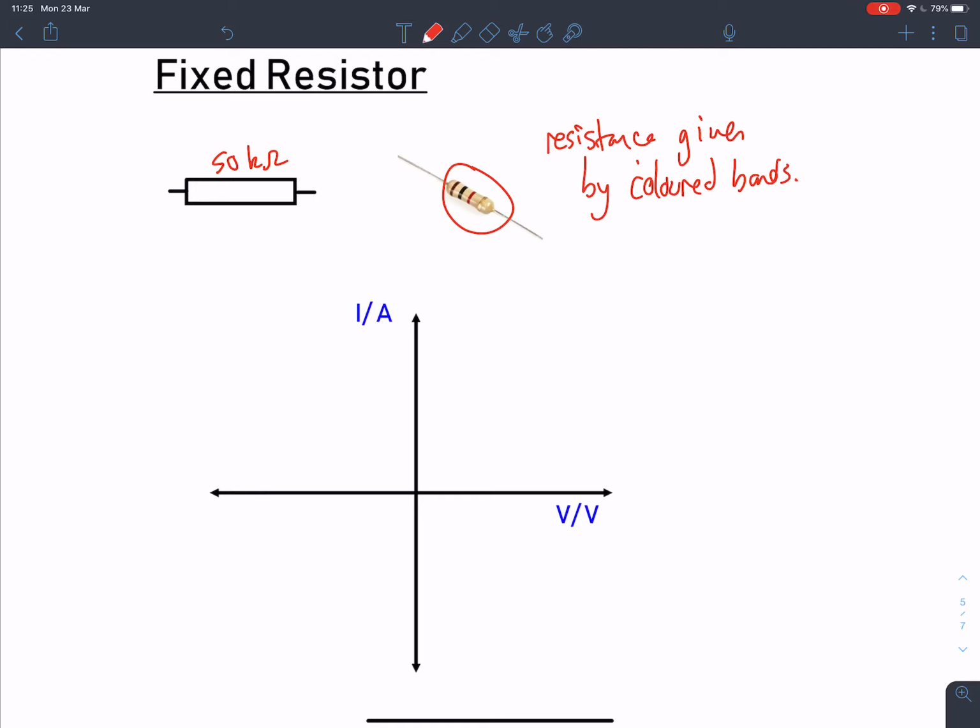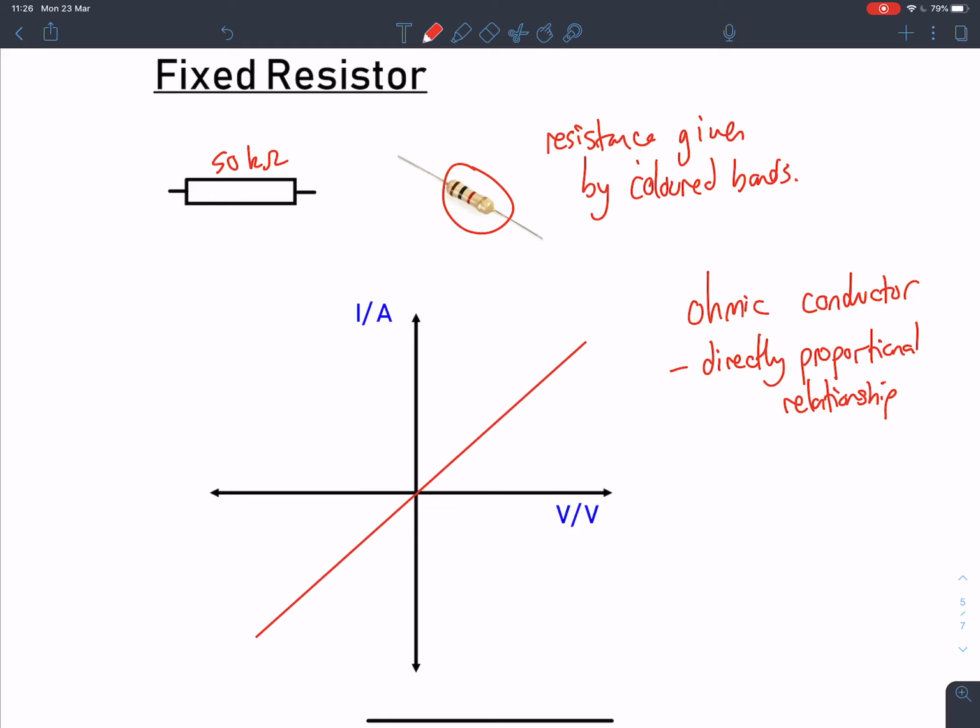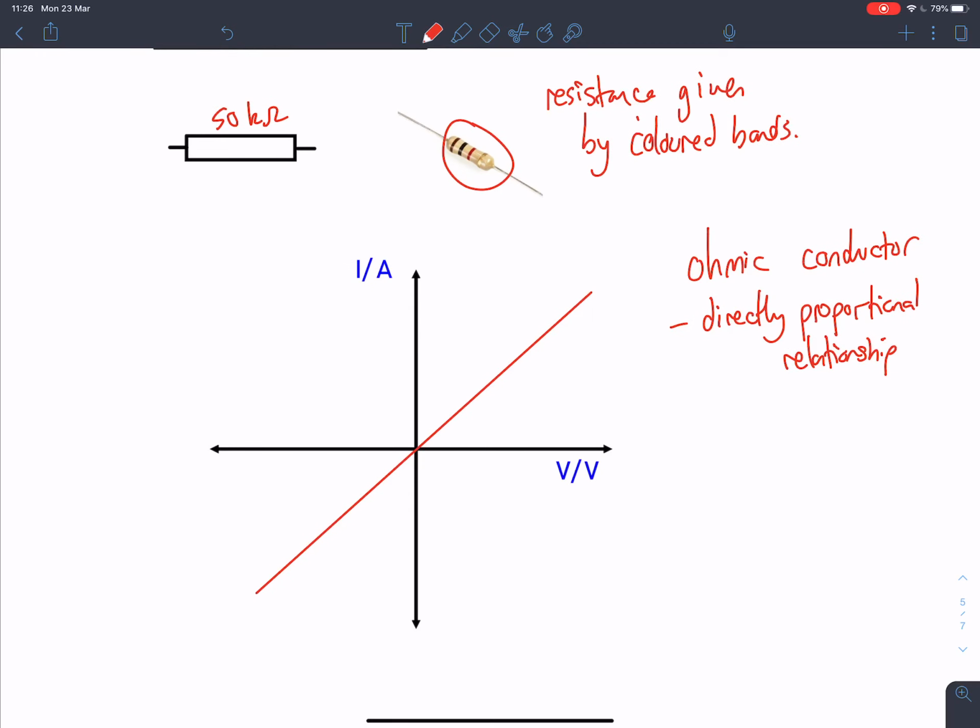Okay, well, what does that look like on a graph? Well, a fixed resistor is what we call an ohmic conductor. So basically what that means is it's got a directly proportional relationship. If it's directly proportional, what does that actually mean? Well, that means we're going to have a straight line through the origin like so. And that's characteristic of an ohmic conductor.